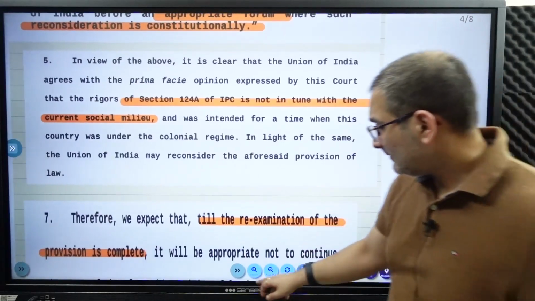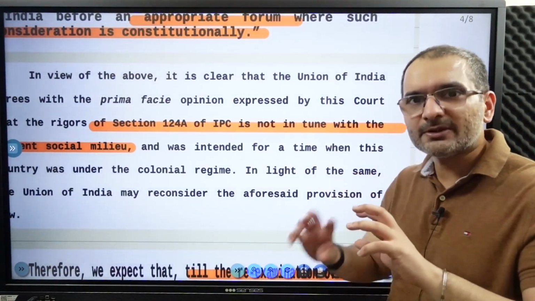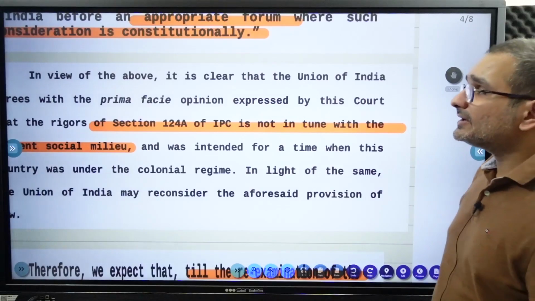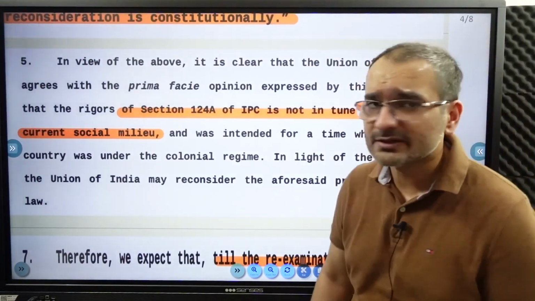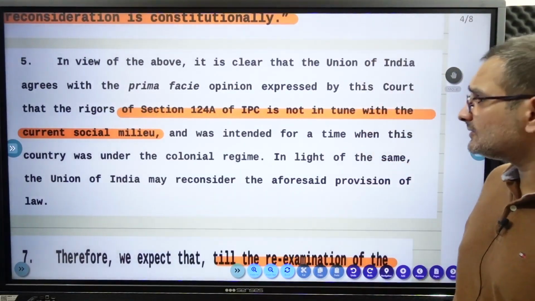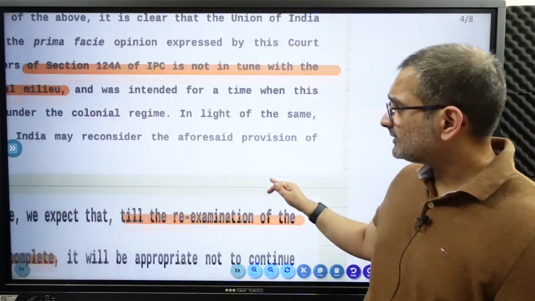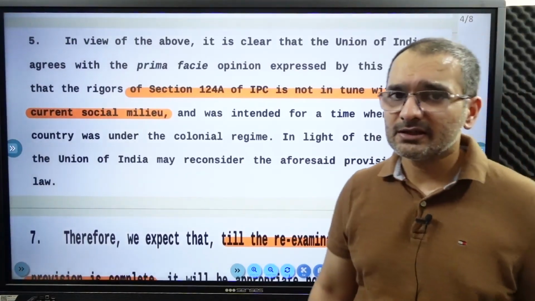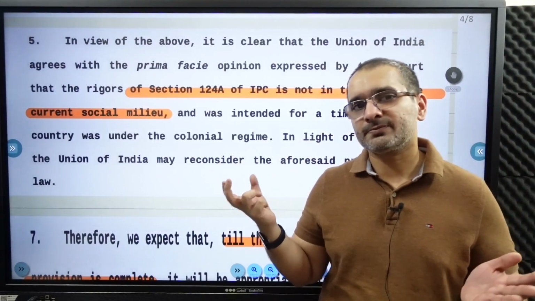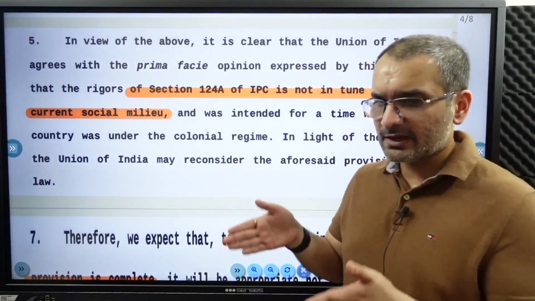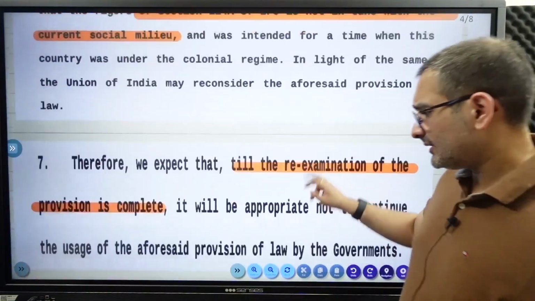All right. Now, this is pretty much, you can say, the ratio. Abhi judgment तो नहीं आई, but technically speaking, this ratio: in view of the above, it is clear that Union of India agrees with the prima facie opinion expressed by this court that the rigors of section 124A of IPC is not in tune with the current social milieu and was intended for a time when this country was under the colonial regime. So Supreme Court prima facie thinks that 124A was primarily a section specifically carved out to curb the independence movement and against freedom fighters. As I've said, there's a counter debate to this that's reserved for another day.